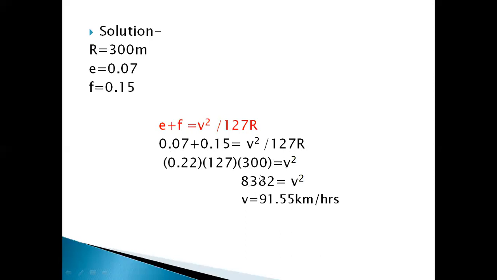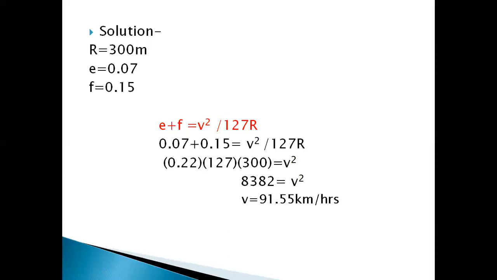Then this value is 8382, which is equal to v square. Then the value of v is 91.55 kilometer per hour. That is the design speed, or safe design speed, for the vehicles on this road: 91.55 kilometer per hour. Hope you all get this problem. This problem is going to be asked in the exam for 4 marks.